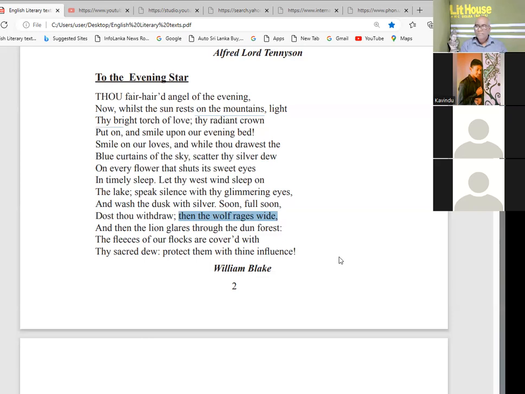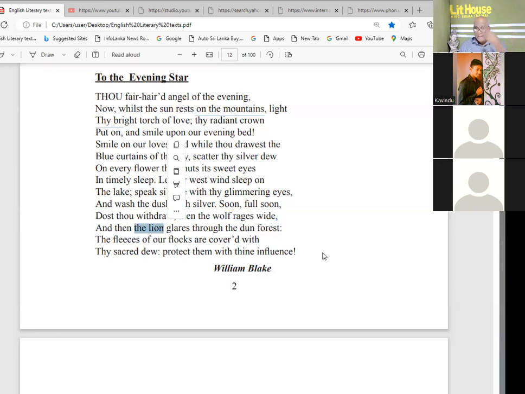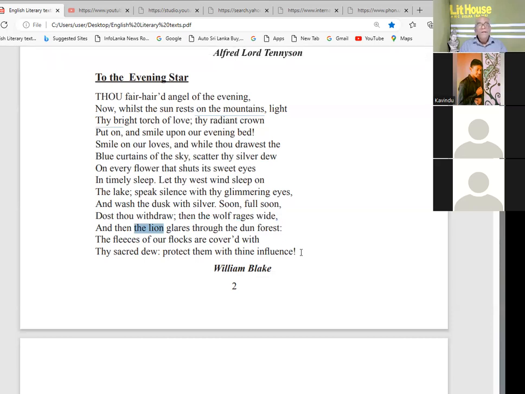So walks wide everywhere. And then the lion, at the same time. Lion is another animal symbol. What is the idea? Again, danger, evilness, destruction, bad forces of night. Glares. He also looks through shining eyes, glares. The lion also appears from the dun forest, dark forest. Now that is the danger of darkness.